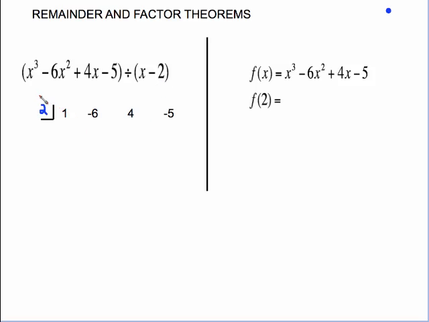Our synthetic setup is just to use the coefficients. Don't forget the correct signs. Also, x minus 2, the number you put on the outside of the box is 2. We always change that sign. Bring down the 1, draw your line, and begin multiplying.